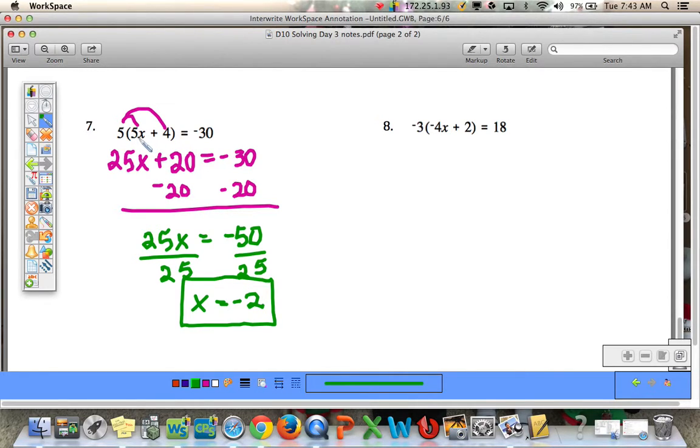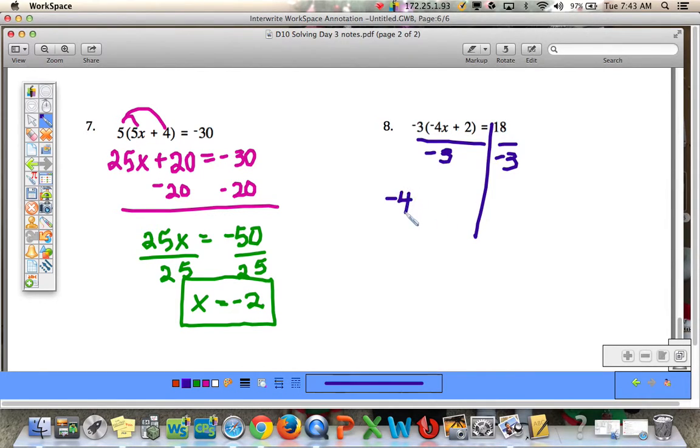5 times negative 2, negative 10. Negative 10 plus 4 is negative 6. Negative 6 times 5 is negative 30. All right, so let's say you didn't want to do spider legs or distribute first. You can get rid of the negative 3 first since it's being multiplied. And when you do opposite order of operations, you get rid of that before parentheses. So let's divide each side by negative 3 first.